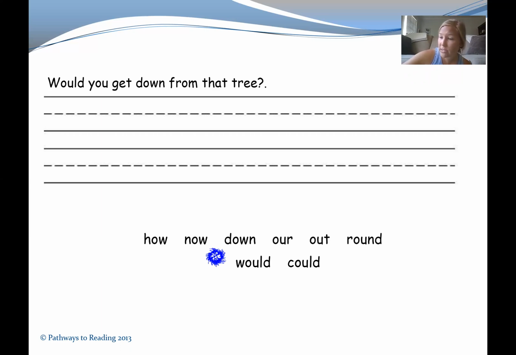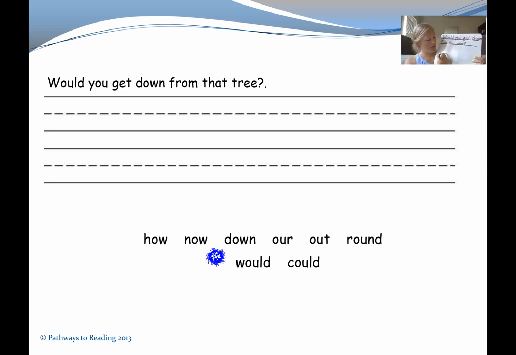Would you get down from that tree? Make sure we have our question mark at the end. So once again, my tall letters are all the same. You know, my W, my L, my D, our F, our T, our H, okay? And then all those middle letters are the same, and then everything is touching that bottom line. Our Y and our G come and hang down below, okay? So they don't sit up on the line.